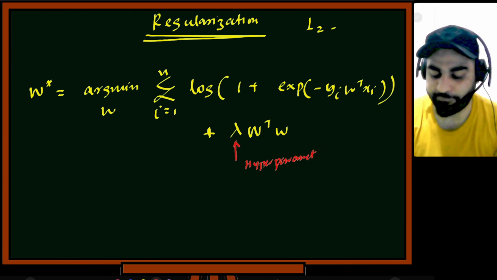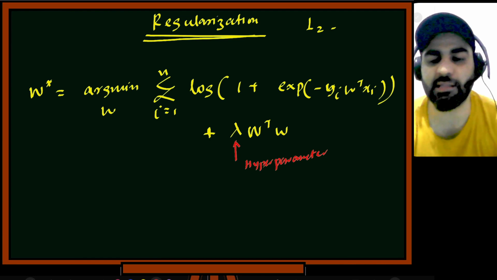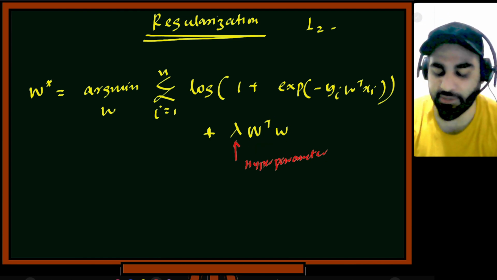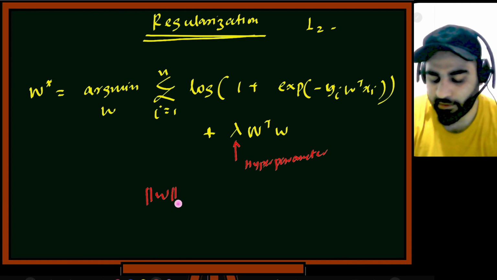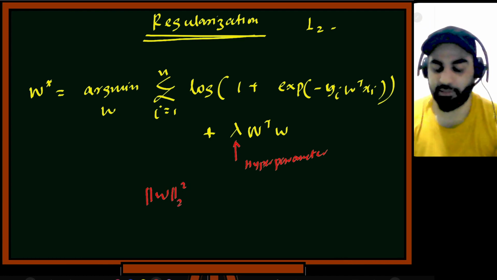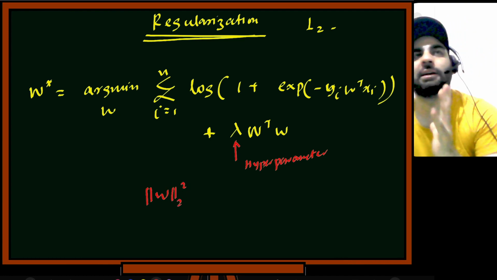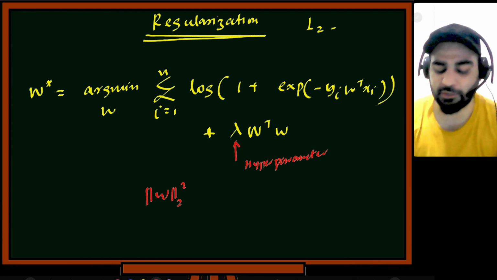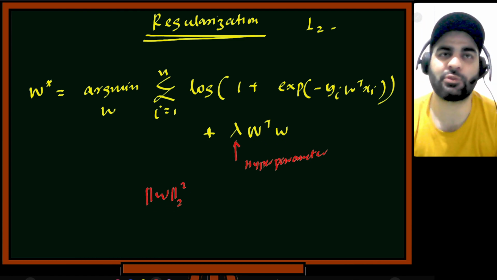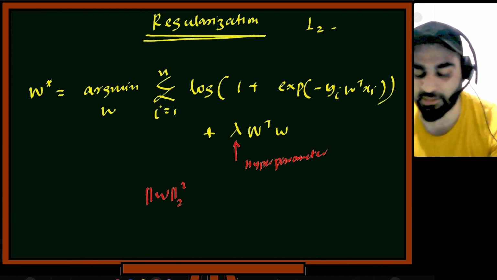Hyperparameter. So what this term does is focus over here. This is the second norm, basically squared. You have a vector w, you perform the dot product of this and square the thing by itself. That's what this w transpose w gives you. That's why it's called L2 regularization, because this is the L2 norm.